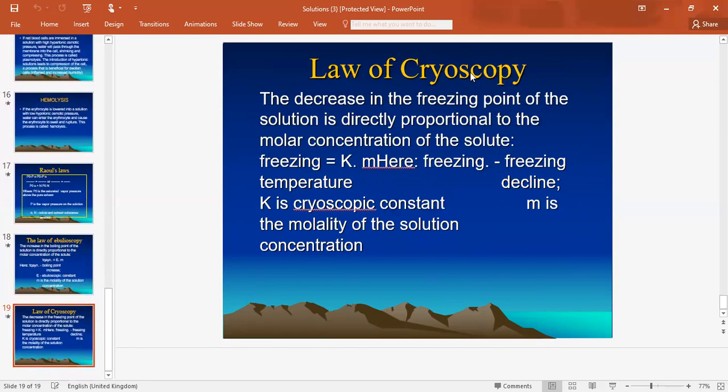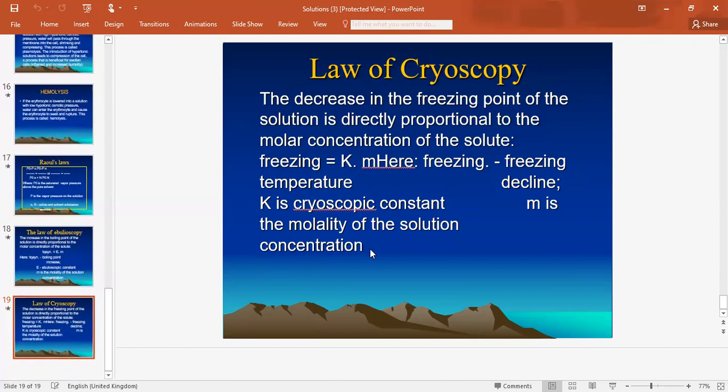Law of cryoscopy. Cryoscopy indicates the freezing point. Cryoscopic means we talk about the freezing point. For example, the decrease in the freezing point of the solution is directly proportional to the molal concentration of the solute. As we know, in the boiling point the temperature increases, and in the freezing point the temperature decreases. Freezing point depression is equal to K times m. Freezing decline means the temperature decreases. K indicates the cryoscopic constant, and m is the molality of the solution concentration.